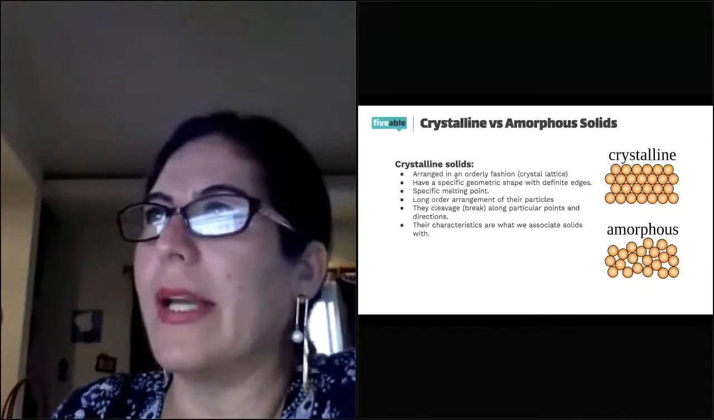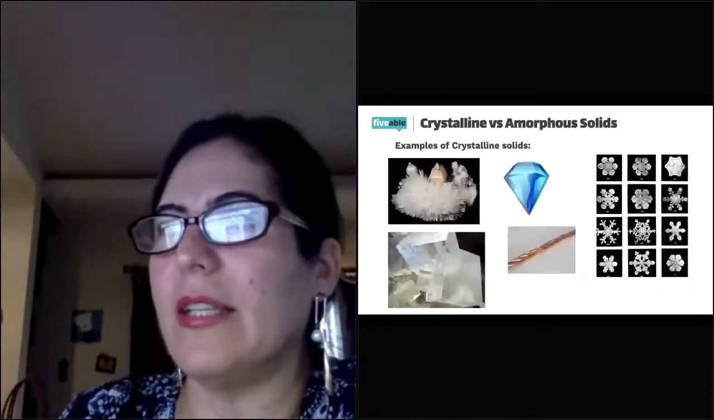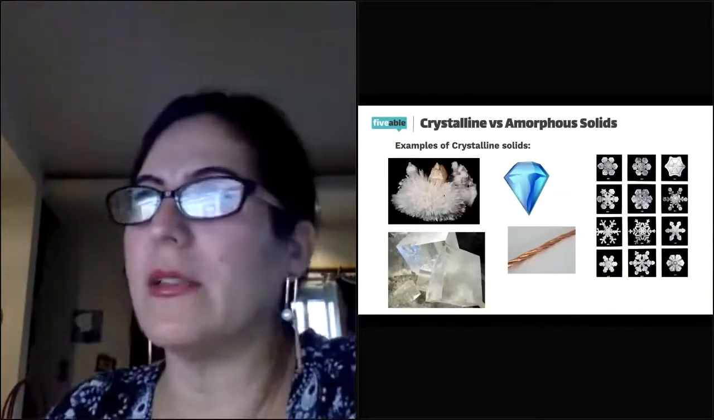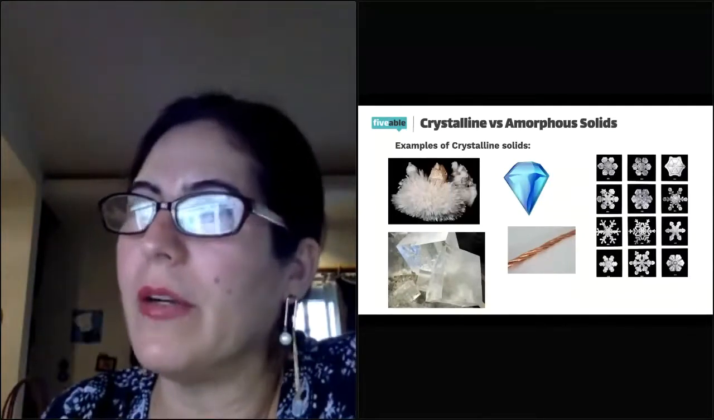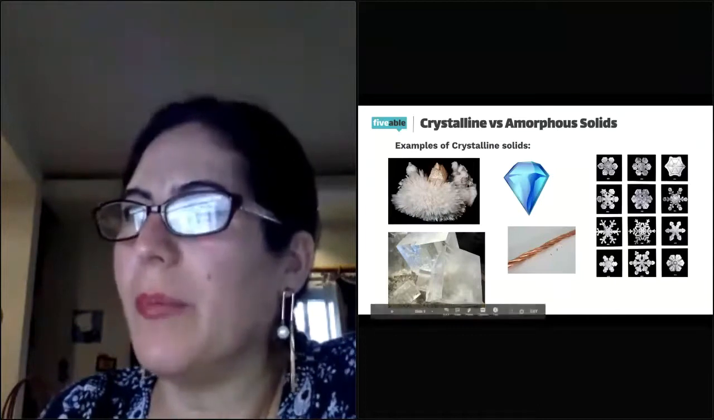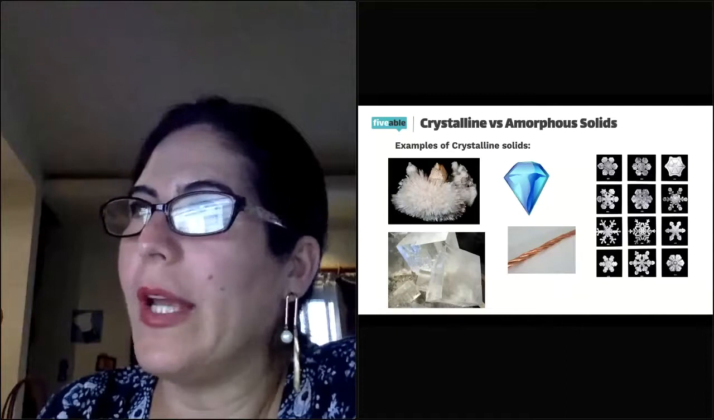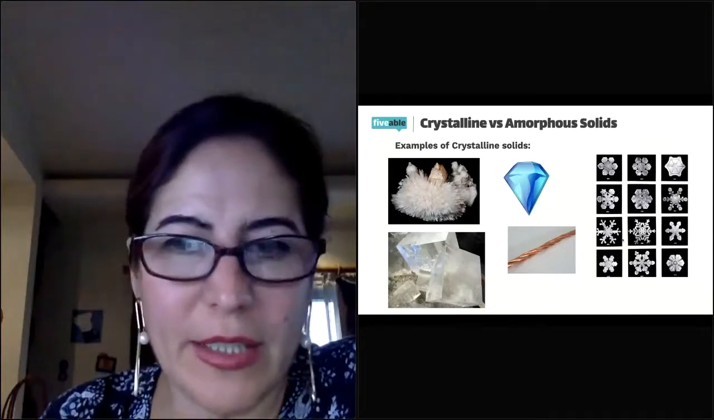Examples of crystalline solids: crystals like the ones that you can see as mineral crystals, copper wire, for example, a diamond, ice or snowflakes are all examples of crystalline solids.